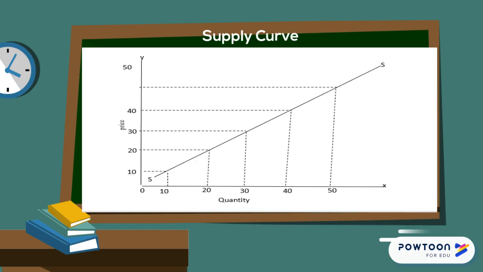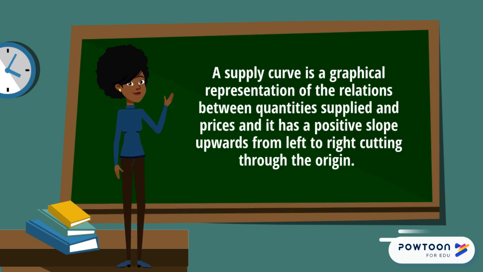The information contained in the supply schedule can be plotted on a graph. This is done by plotting each price and the associated quantity supplied on the graph. When the points are joined together, we then have a supply curve. A supply curve is a graphical representation of the relationship between quantity supplied and prices, and it has a positive slope upwards from left to right, cutting through the origin.